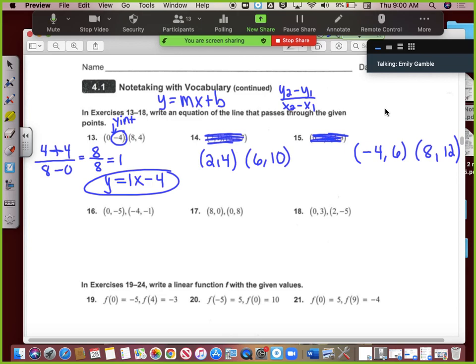So for number 14, when I go to find the slope, I would do 10 minus 4 over 6 minus 2. 10 minus 4 is 6. 6 minus 2 is 4. 6 over 4 simplifies to be 3 over 2.